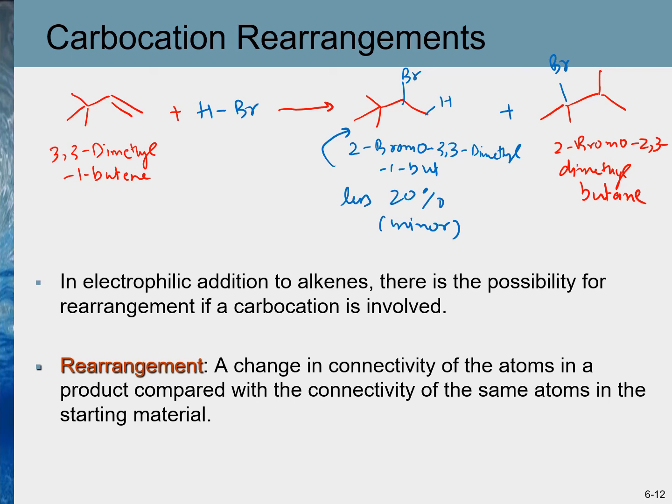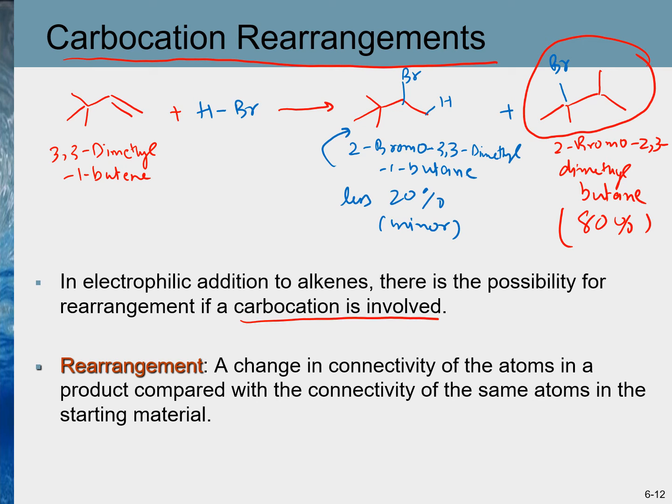Is butane. So about 80% or more than 80% was this unexpected product. The formation of this unexpected product can be explained with the help of a concept called carbocation rearrangements. In electrophilic addition reactions to alkene, there is a possibility for rearrangement if a carbocation is involved.